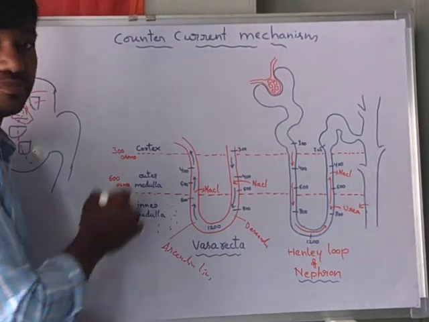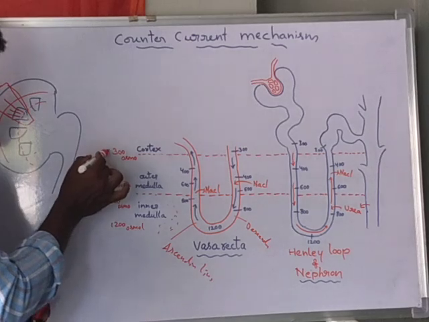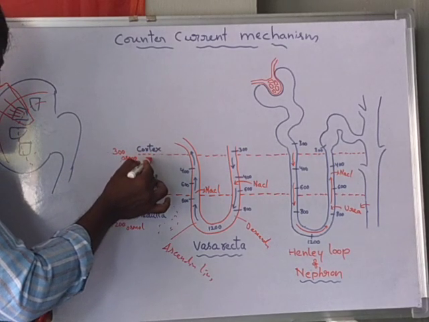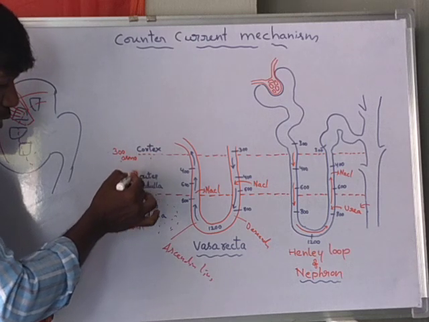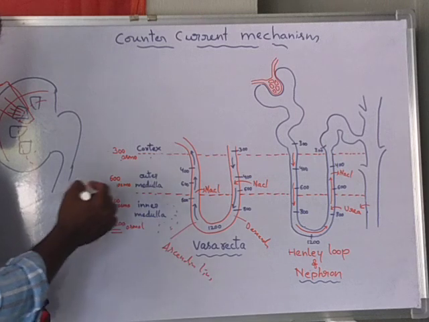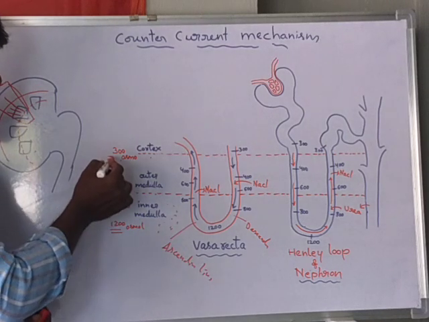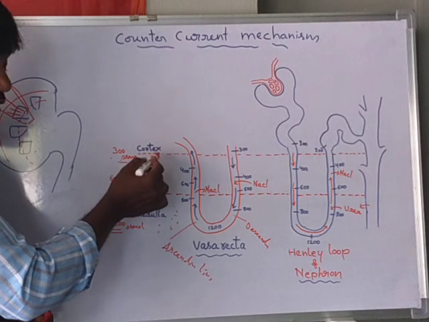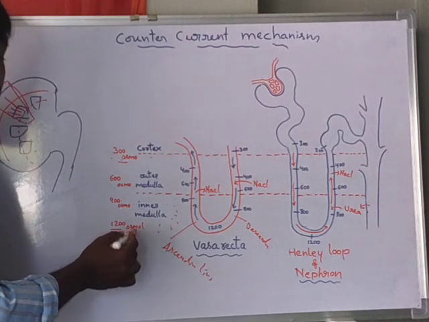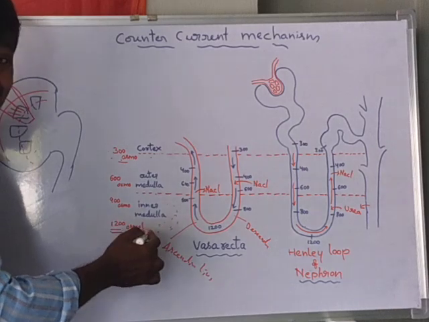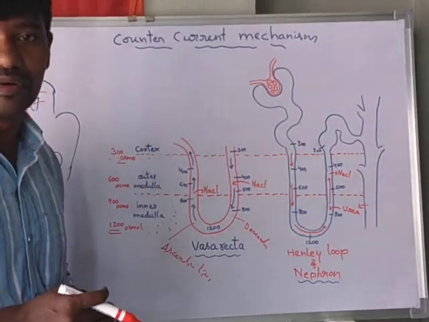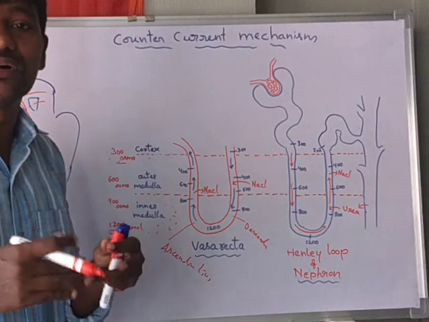Osmolarity will be increased. Here we see that there is 300 osmolarity in the cortex, and about 1200 osmolarity in the inner medullary interstitium fluid. So the counter current pattern increases the osmolarity.